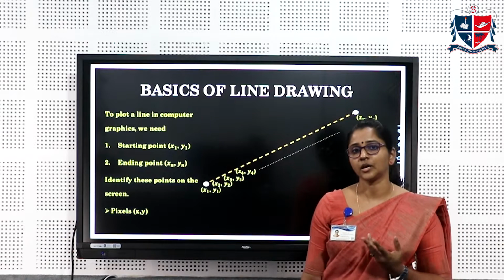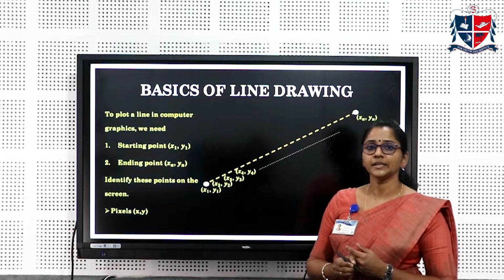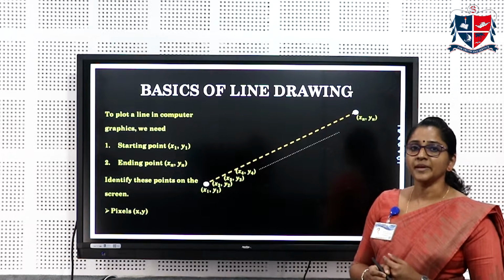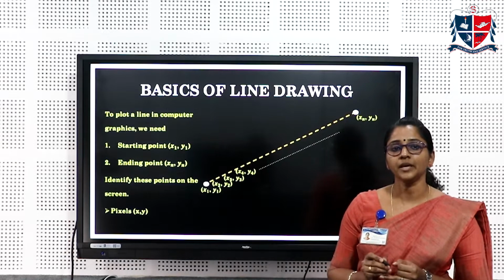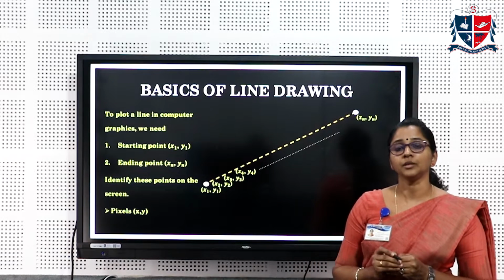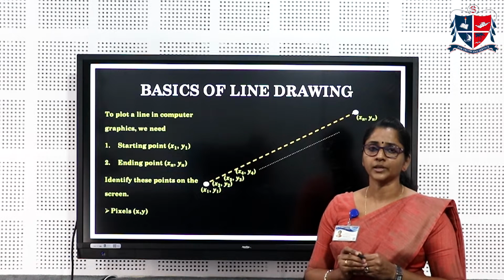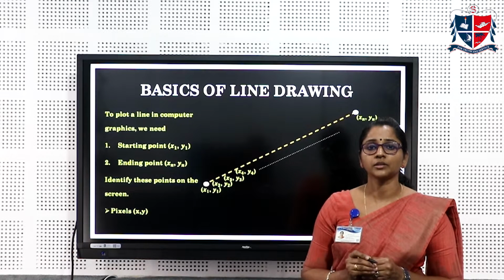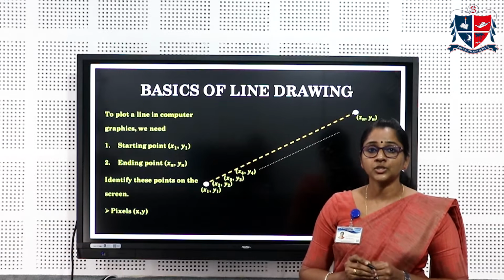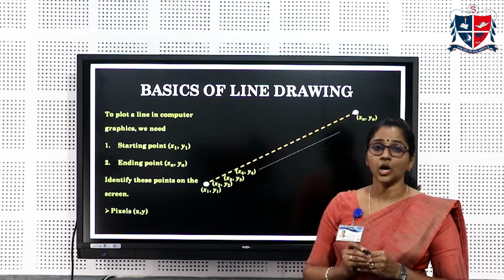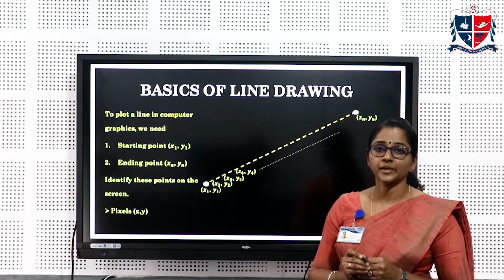That is the concept we have with pencil and paper. In the case of computer graphics, we will be given 2 points: the first one is the starting point, the other is the ending point. We need to plot a line between them. The computer is not aware in which direction the line should be drawn between the 2 given points. For that, we have to mention which points are to be followed from the starting point till the ending point, and these points are known as pixels.